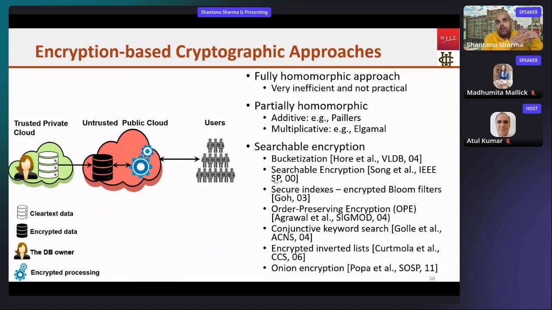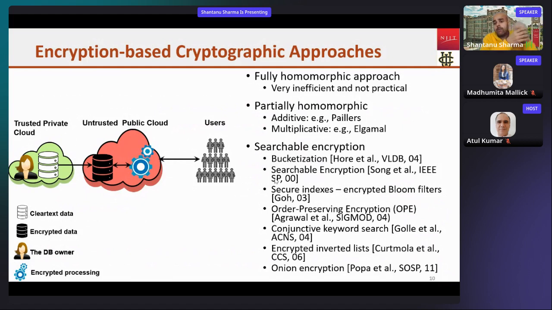As I told you at the beginning, there are two types of cryptographic techniques that are designed to deal with these types of attacks and leakages. First of all, we can classify them into two domains. The first one is the encryption-based technique, and another one you will see in the next slide, that is the secret sharing-based technique. Multiple encryption-based techniques have been developed. I am mentioning only some of them.